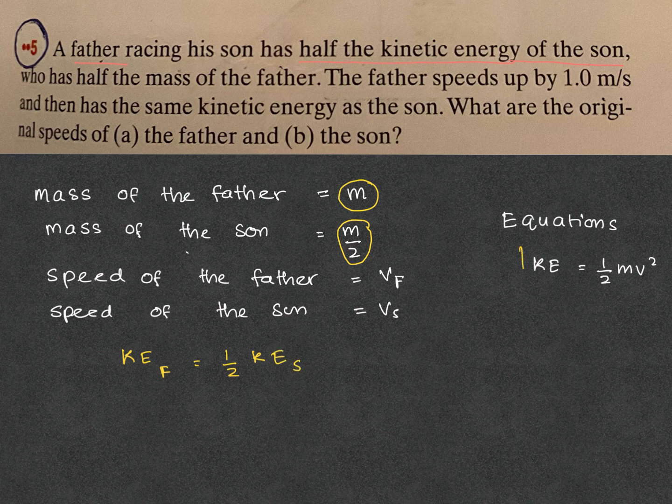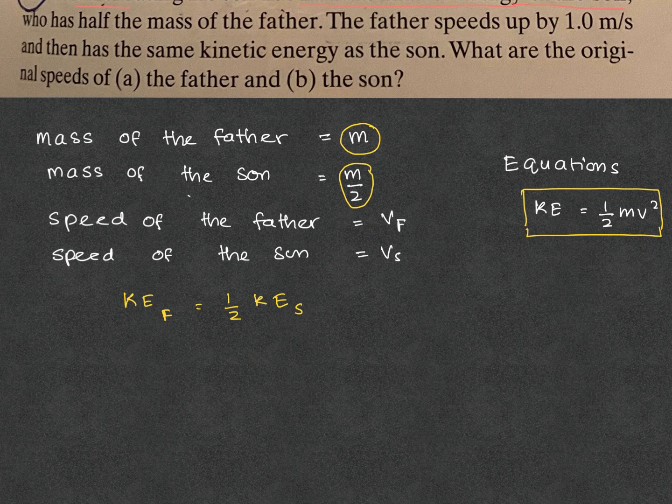Now the kinetic energy equation is given to you as 1/2 mv square. Now when you look at the kinetic energy of the father, you can write down 1/2, mass of the father is m, and the speed of the father is vf. So there you have half m vf square. And then you are substituting. Now don't forget that this half is outside the kinetic energy of the son, right? So leave this 1/2 alone and then substitute for kinetic energy of the son. So the kinetic energy equation is 1/2, and mass of the son is m over 2, and then vs square.